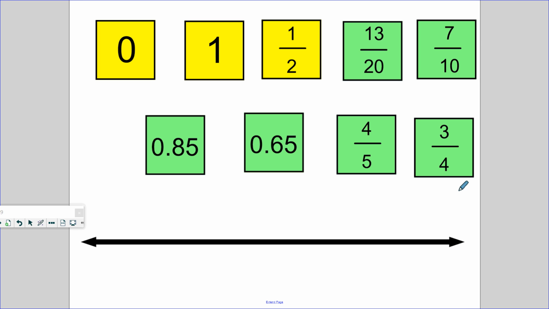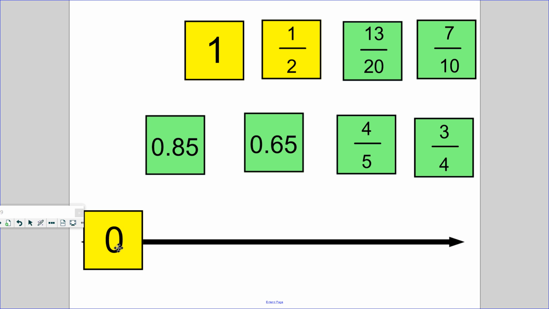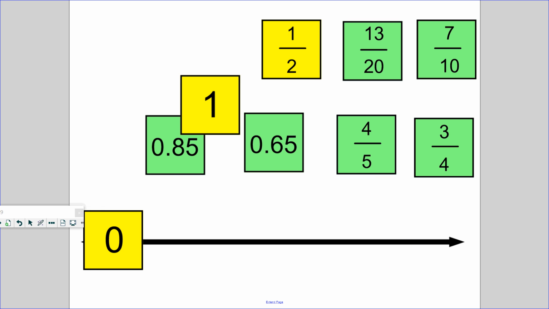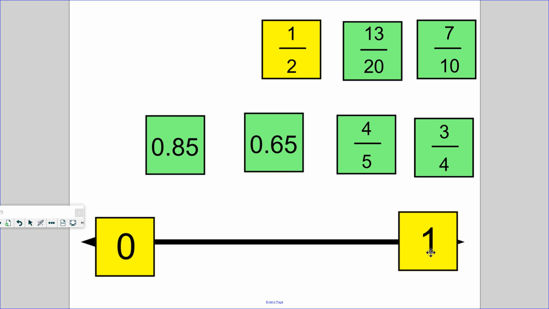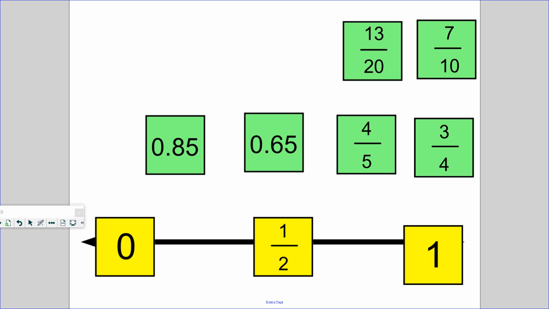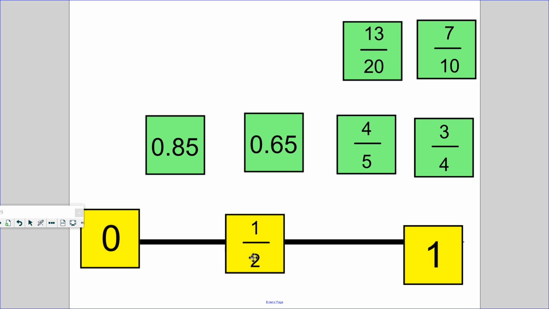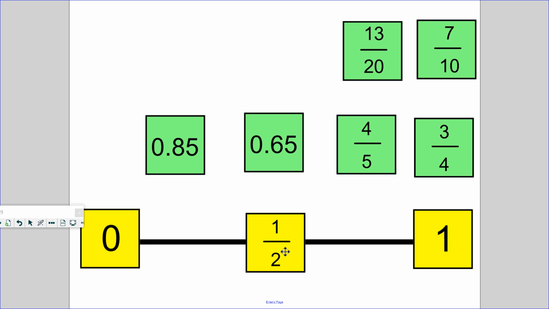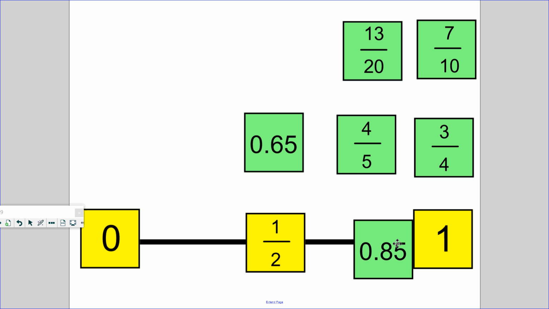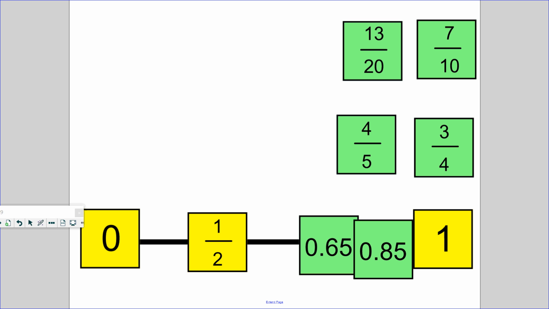Let's try another example. 0. I see all positive numbers, so I don't need negatives. I'm going to put 0 at the end. 1. Half goes in the middle. And next one. Half is like, if I have half of a dollar, that's like 50 cents. So 85 cents must be more. 65 cents must be more.